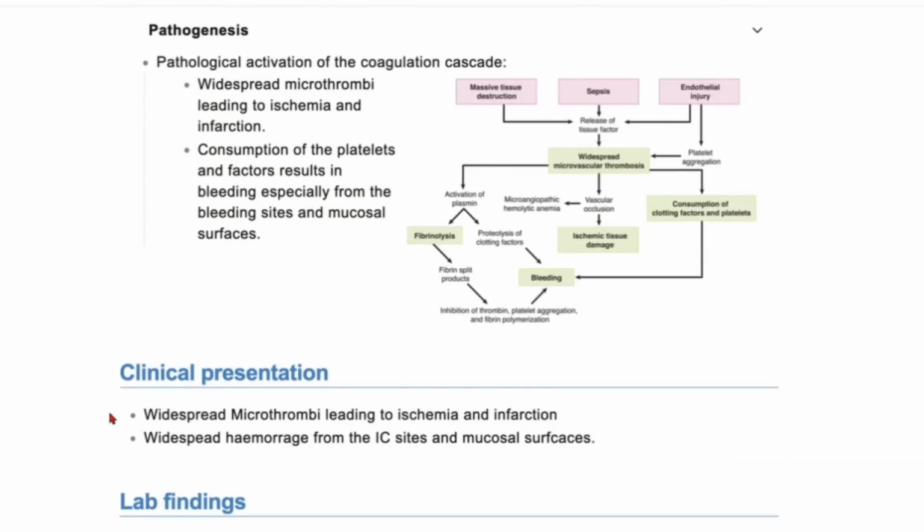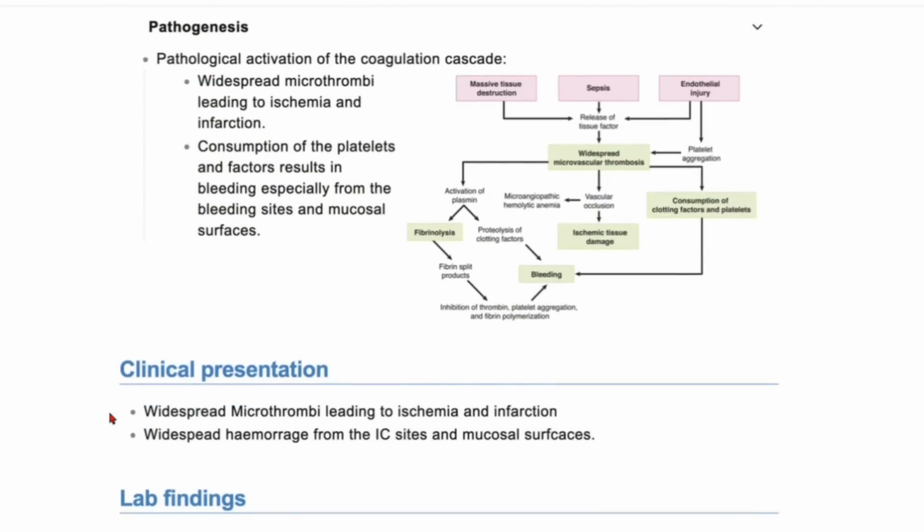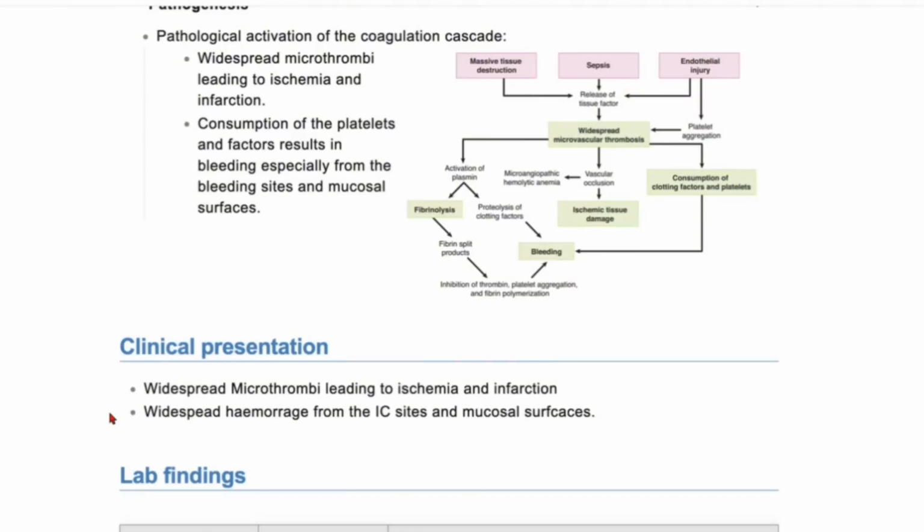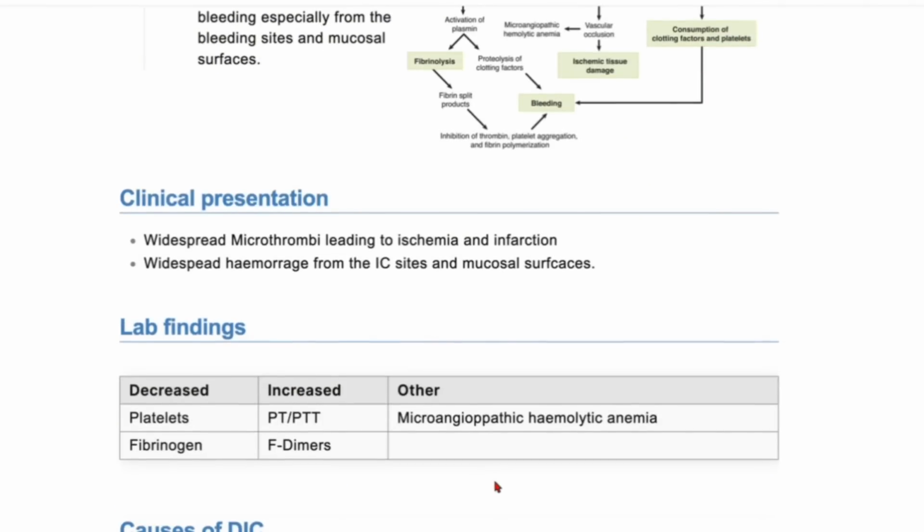Clinical presentation, as we said, microthrombi that lead to ischemia and infarction, and bleeding from everywhere, including the IV sites and also mucosal surfaces, all your orifices, etc. The lab findings, you've said it correctly. I prefer saying a few things will be decreased, a few things will be increased, and then the MAHA, or the microangiopathic hemolytic anemia. So you have platelets and fibrinogen decreased. The FDPs and D-dimers will be increased, and PT and PTT.